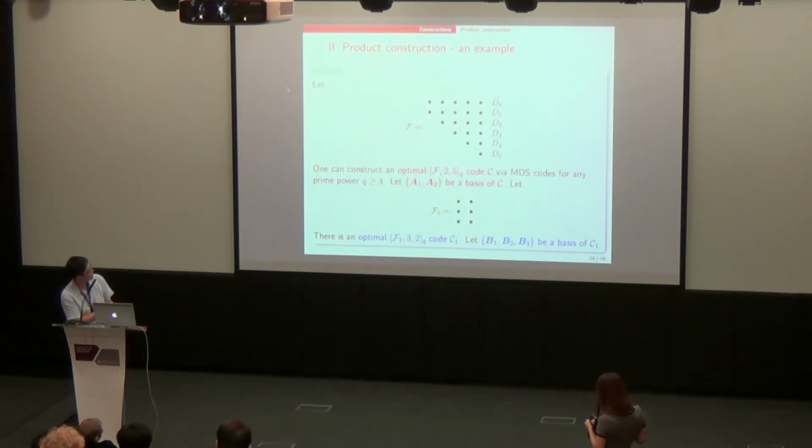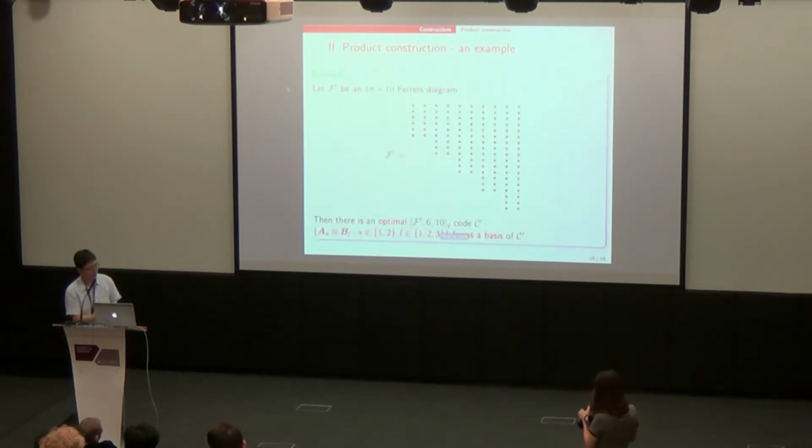It is of some diagonals, so we can construct an optimal F25 field code by our MDS code, with a similar method. Okay, we can fill D5 and D4 with a 515 MDS code. And then we can have this parameter. And now we want to replace each dot by F1, this Ferrers diagram. So finally we want to obtain this Ferrers diagram.